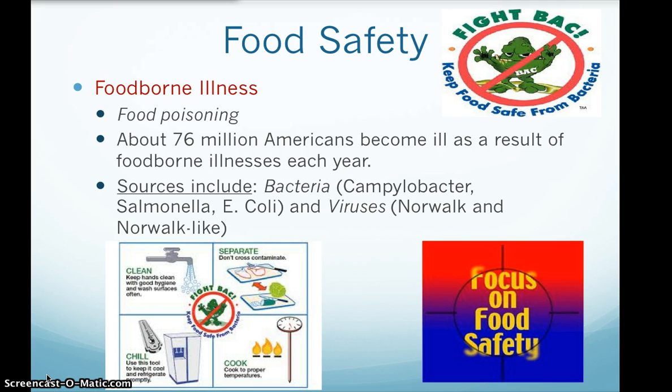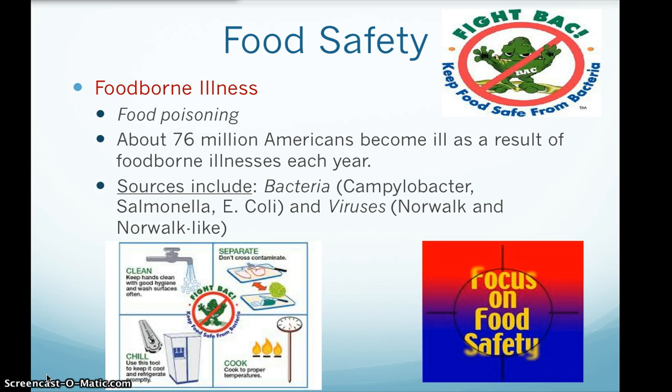Now we're going to get into some food safety, looking at foodborne illnesses. Every year you see there's about 76 million Americans that become ill as a result of foodborne illnesses. And the biggest reason why is we're not cooking the food properly, we're not washing the food properly, or maybe we're using utensils and we're sharing utensils between different types of food and that's carrying bacteria.